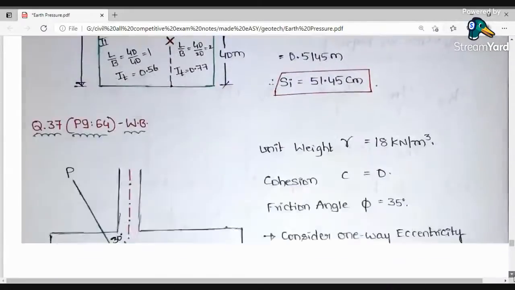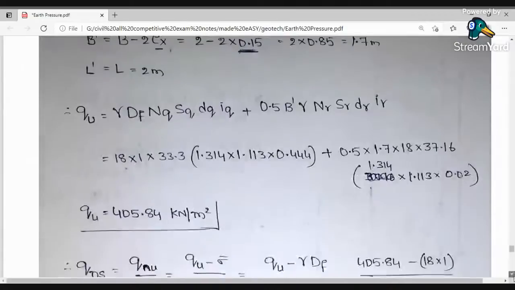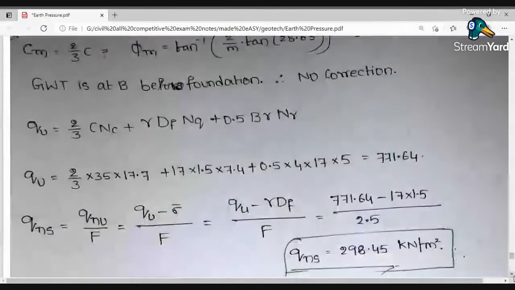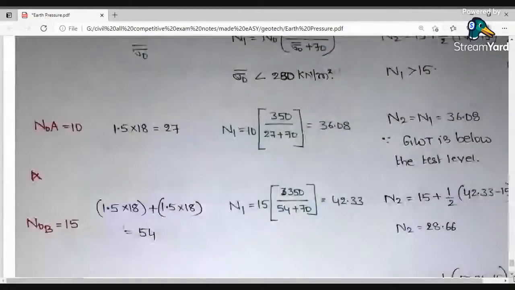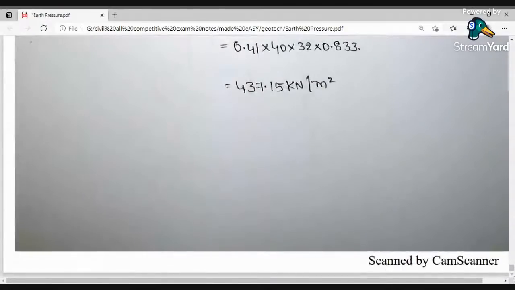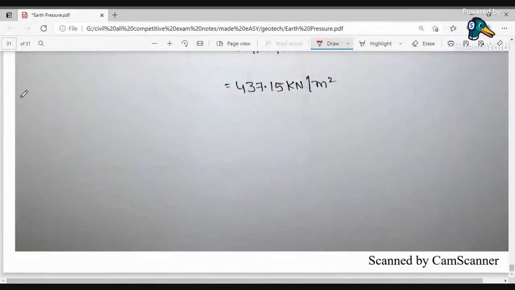Then next we'll try to solve some numericals so that the concept will be clear. So that was the artificial theory. We will discuss that in the subsequent lectures.